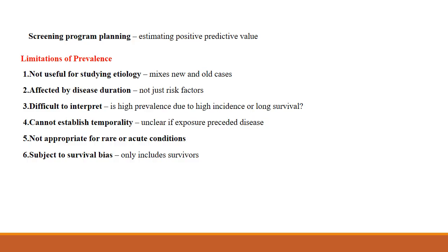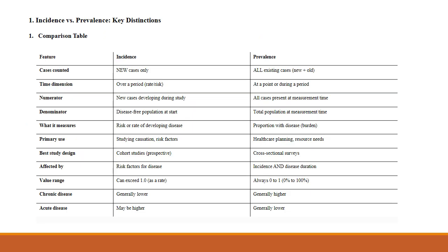What are the limitations? Every measure of disease frequency has limitations. Number one, it is not useful for studying etiology. It mixes new and old cases, is affected by disease duration, and is difficult to interpret: is high prevalence due to high incidence or long survival? It cannot establish temporality, is not appropriate for rare or acute conditions, and is subject to survival bias, only including survivors.